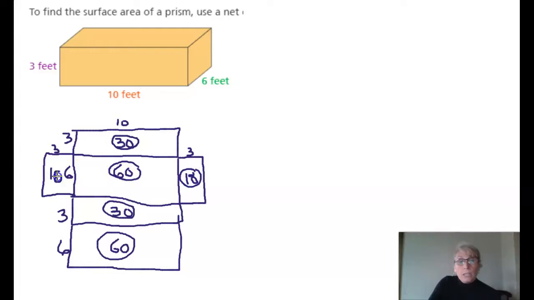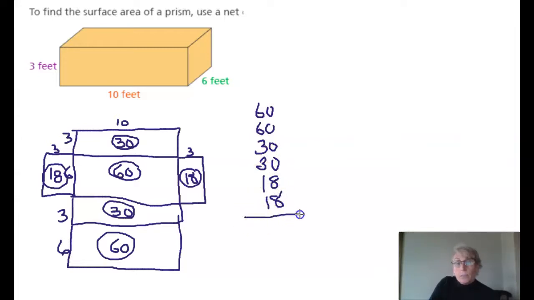So basically, you're going to have 2 of each shape. You have a top and a bottom, a front and a back, and the 2 ends. So I've got 60 twice, so I'm going to add all of these up. I'm going to add 60 plus 60 plus 30 plus 30 plus 18 and plus 18. And I'm just going to add them.